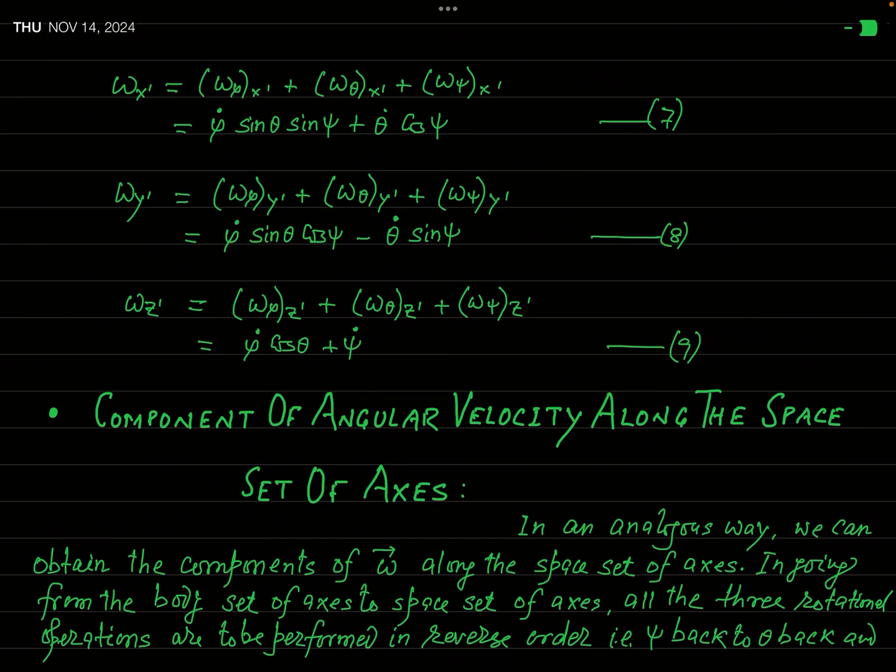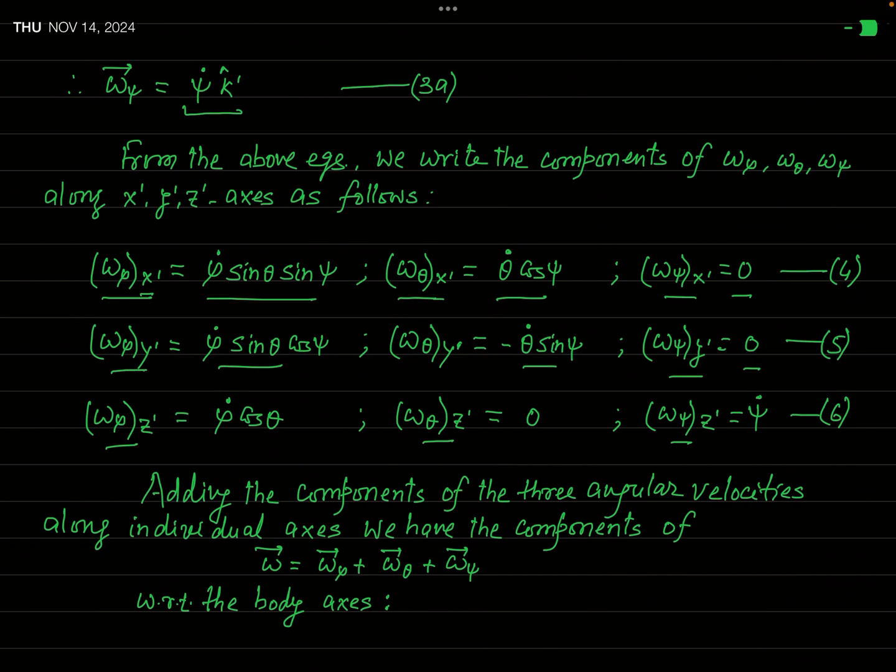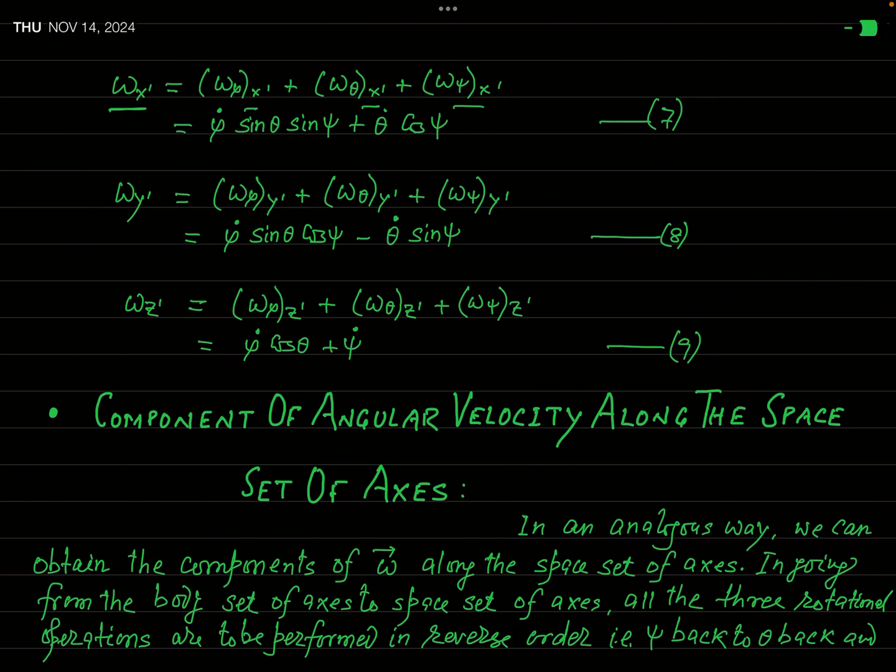So you can see the x dashed component of vector omega, if you write it omega x dashed, that will be equal to omega phi x dashed plus omega theta x dashed plus omega psi x dashed. And you can substitute the values of omega phi x dashed, omega theta x dashed and omega psi x dashed. You can see in this equation 4 I have defined all those values. Since omega psi x dashed is 0, that will be simply the sum of the first two components. And so this is equal to this much.